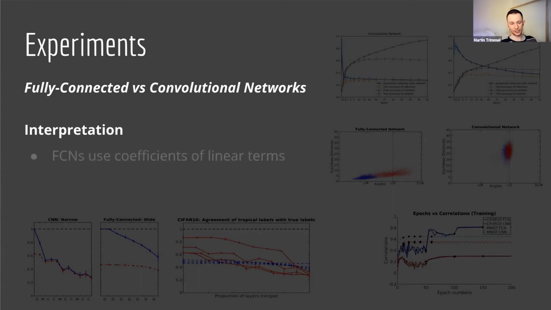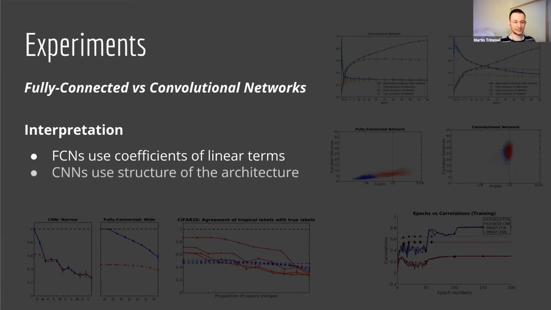For fully connected networks, coefficient values of linear terms play a strong role in the classification. For CNNs, the classification relies on their architecture so that the coefficients of linear terms play a smaller role.